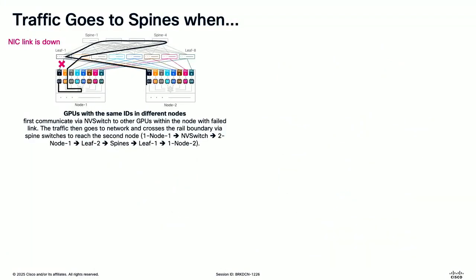Now, what are the conditions when traffic goes to the spine? Number one, let's say link failure. If NIC 1 fails, then this is how your traffic communication would look. From GPU 1, the traffic will take the NV switch path, go to GPU 2, then go to leaf 2. Via the spines, it will go to leaf 1 and come back on the GPU 1 of the second node. So this is one of the reasons you need spines.